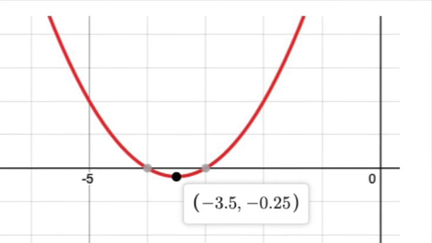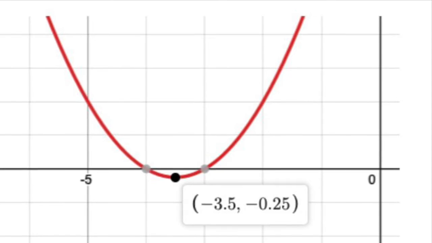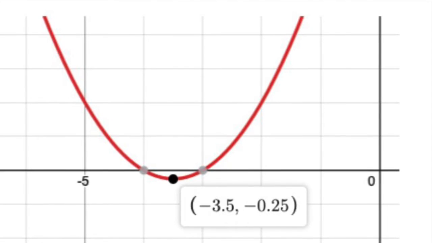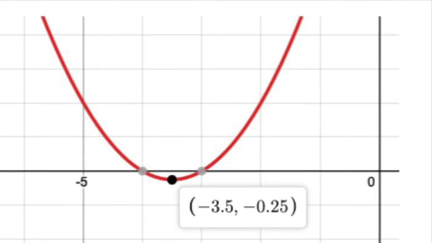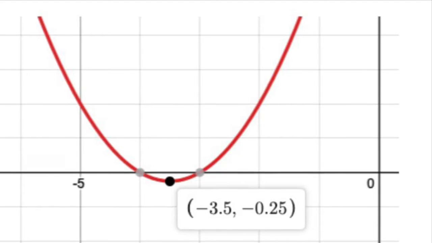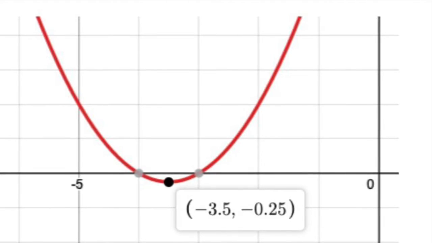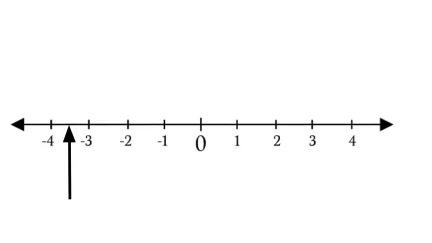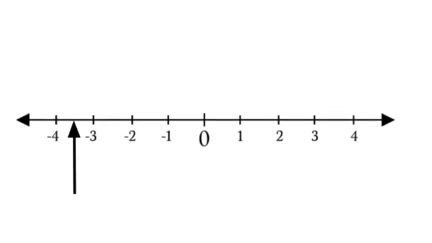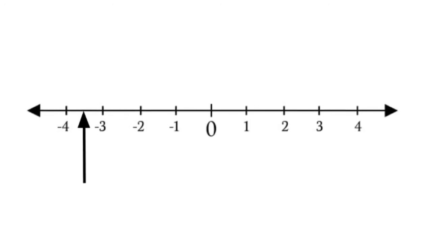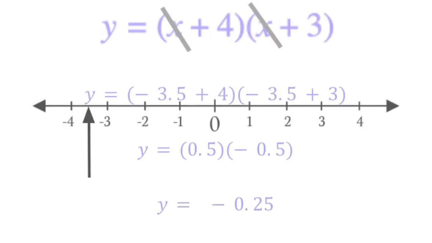Now, there's one thing we don't know yet. We don't know how to find that vertex. So we know that the vertex is happening at minus 3.5. How do I know the vertex is happening at minus 3.5? Well, because the x-intercept is at minus 3, the other is at minus 4, and the middle of minus 3 and minus 4 is minus 3.5. So that means that I want to take that minus 3.5 and put it into the equation so that I can find the y value for the vertex.